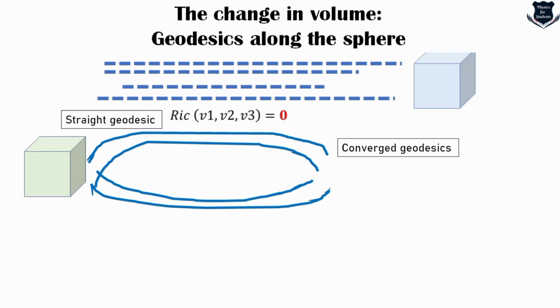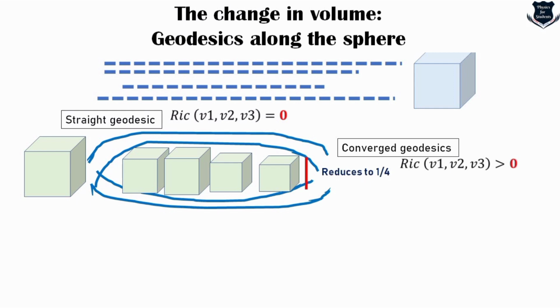We get a kind of converging geodesics, as we just saw in the sphere. So here is the box. It shrinks further, and further, and further, and what happens to the value? It is greater than 0. So I can say that from the volume which started, it reduces to 1/4 in size, as it is a converging geodesic.